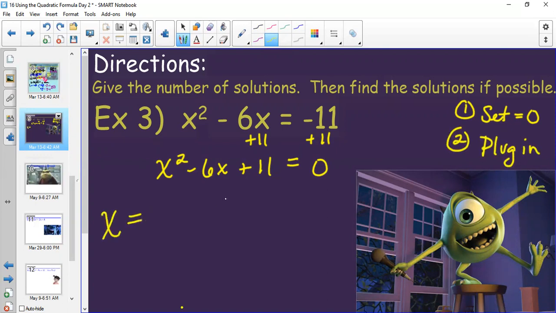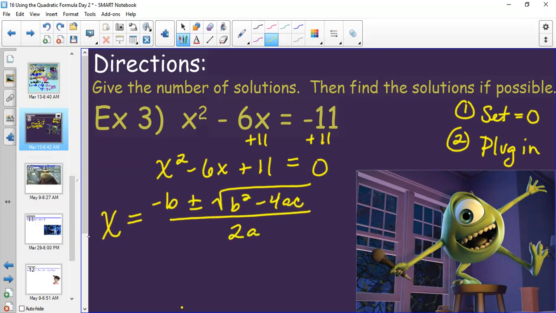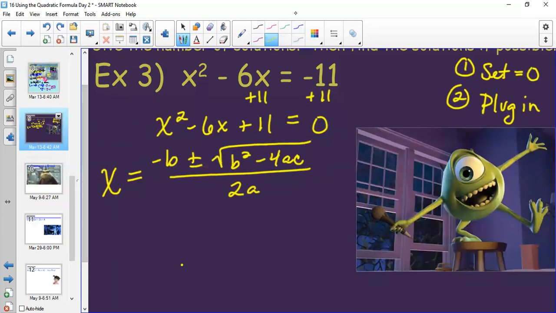So the quadratic formula is x equals negative b plus or minus the square root of b squared minus 4ac all over 2a. You will not have to memorize that. You will be given that on the test. You just have to know how to substitute in and how to use it. All right, so let's first pull out our letters here, a, b, and c. A is in front of x squared, so 1. B is in front of the x term, so negative 6. And c is our constant, so 11.